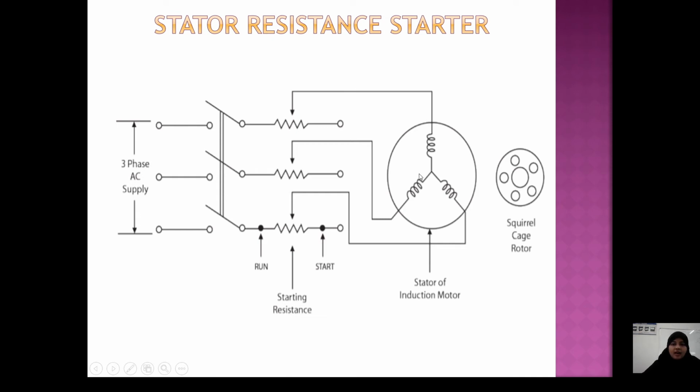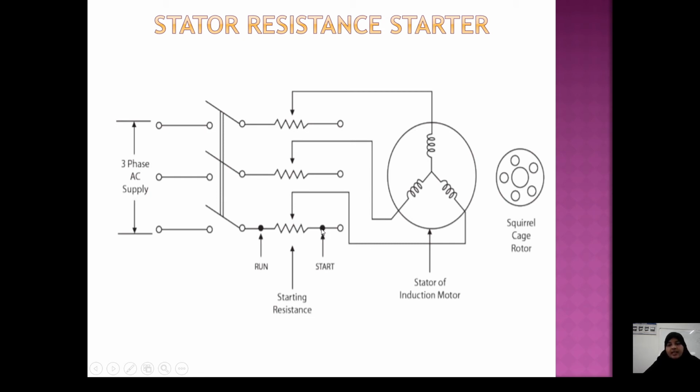Now to the R, Y, B phases of the stator of the induction motor, we are applying resistances. Can you see here? We are inserting a resistance in each phase, and these resistances will be connected to the three-phase AC supply.